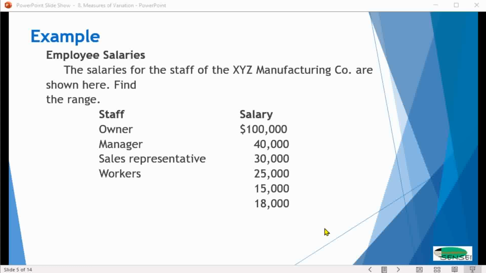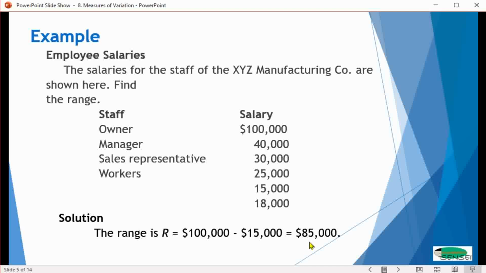So if we are going to use range, we are just going to simply subtract 115,000. So we have 85,000 as the difference. So we can say that the difference between the owner and the workers with the least salary is 85,000. And that in itself is already an interpretation of this.